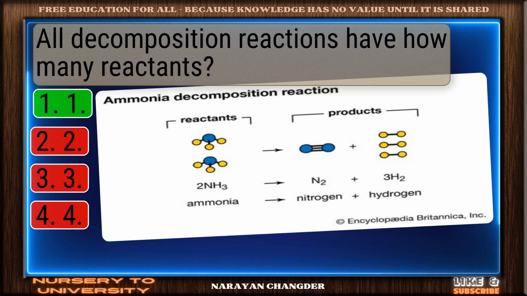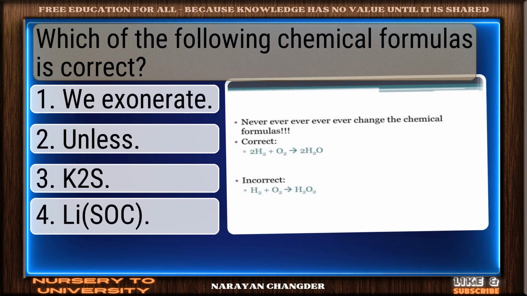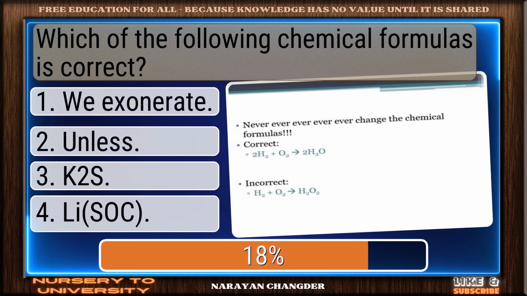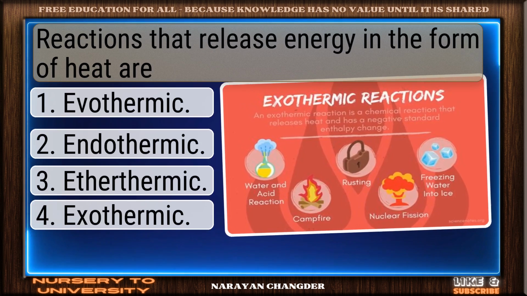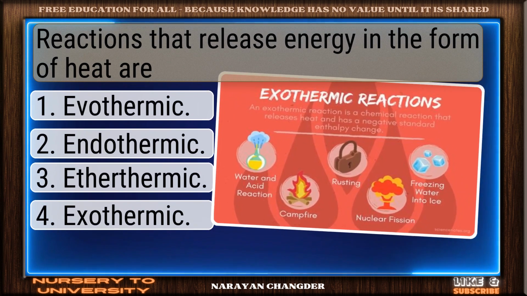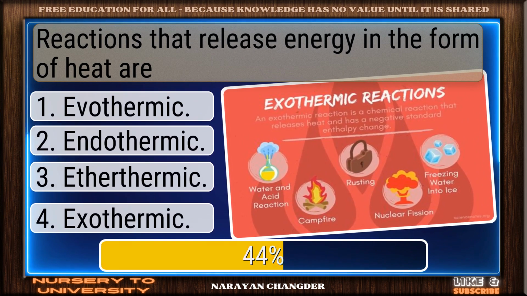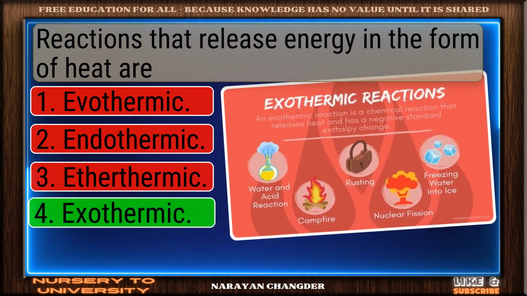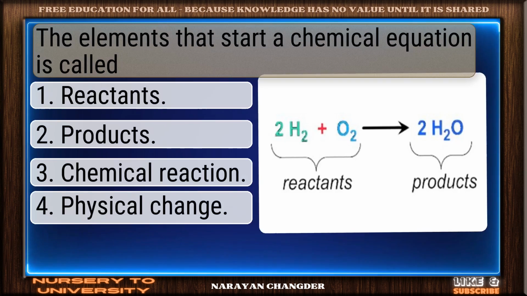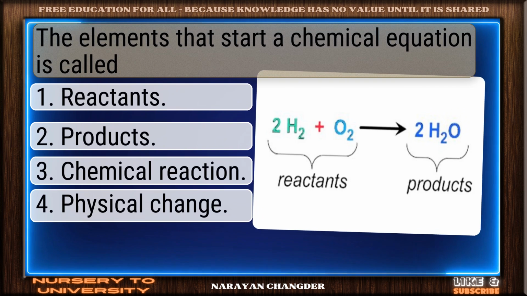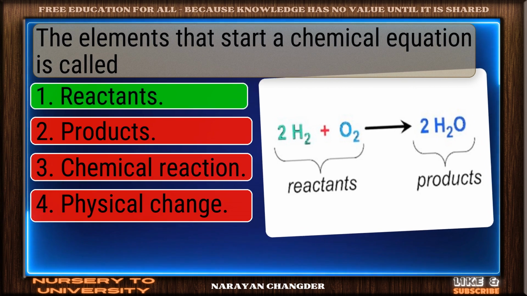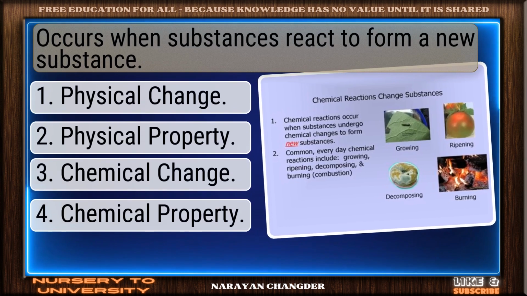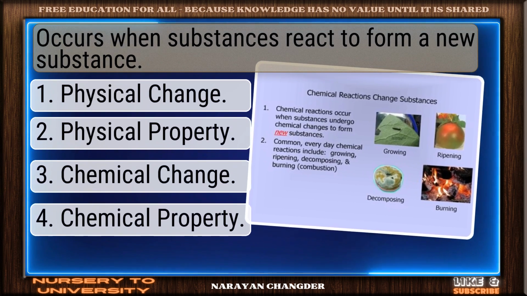Well, reason 1. Which of the following chemical formulas is correct? Smart thinking, K2S. Reactions that release energy in the form of heat are ___. Commendable response, exothermic. The elements that start a chemical equation are called ___ reactants. Occurs when substances react to form a new substance.